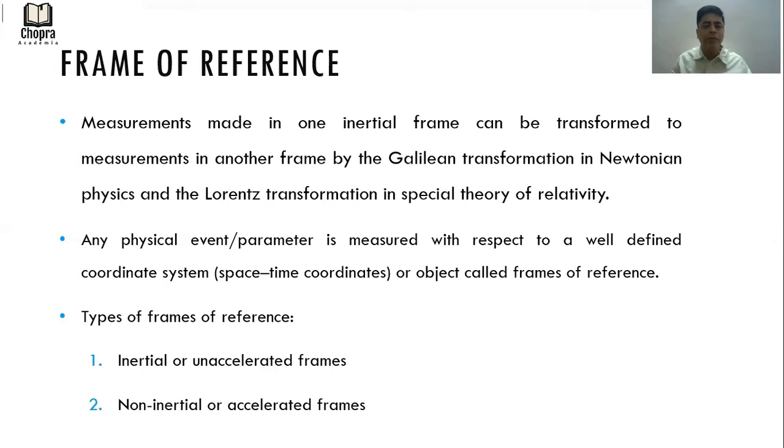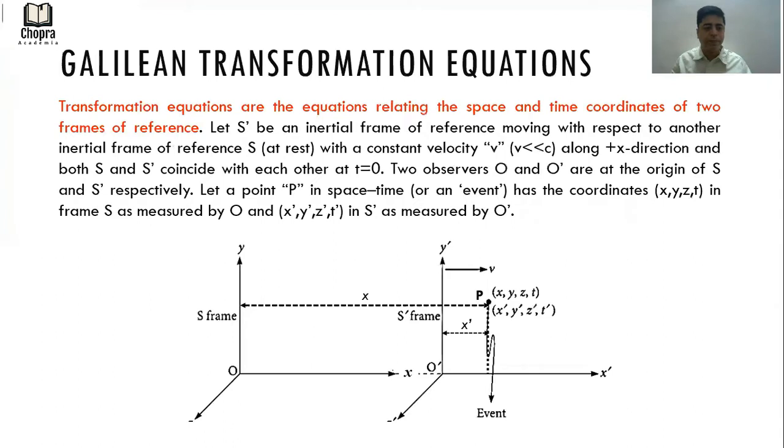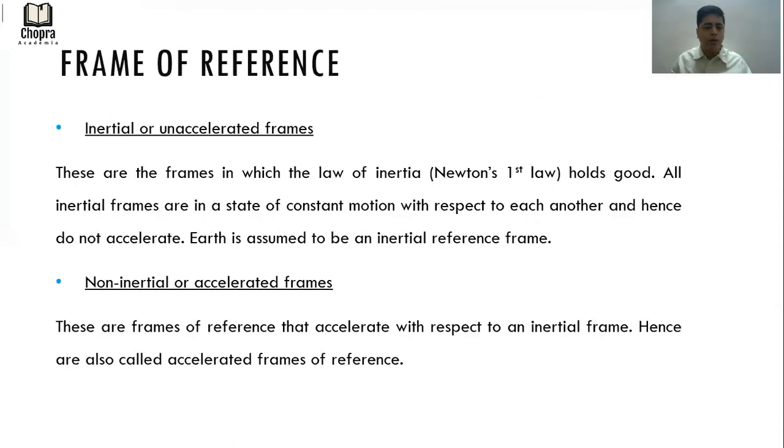Now we understand what are inertial frames of reference. These are the frames in which the law of inertia or the Newton's first law holds good. All the inertial frames are in a state of constant motion with respect to each other and hence do not accelerate. Earth is assumed to be an inertial frame of reference. Please remember, it is assumed to be inertial frame of reference.